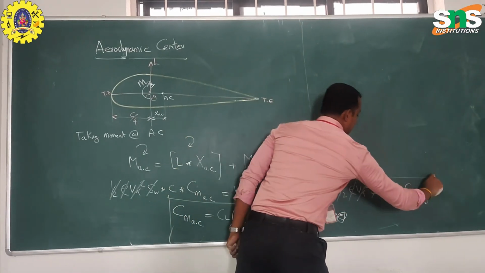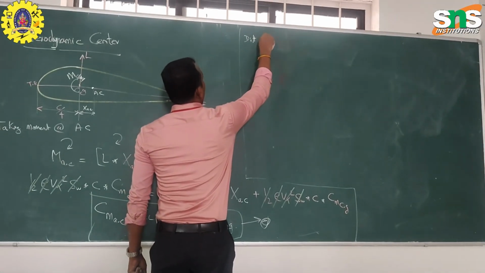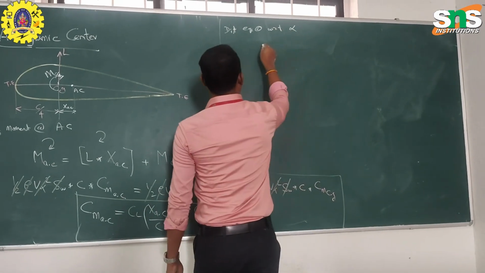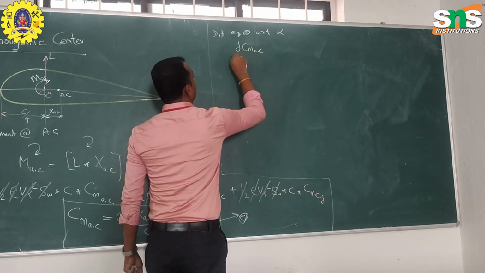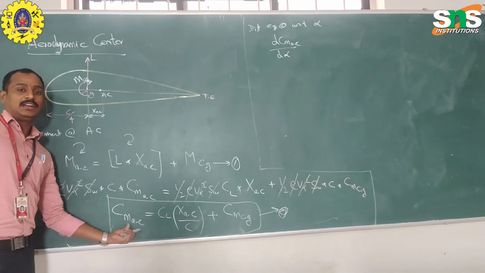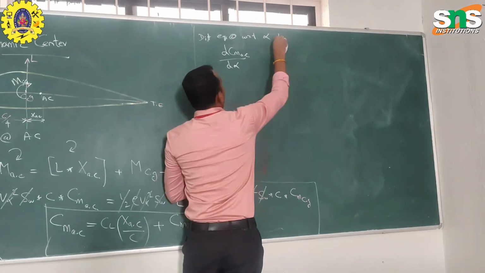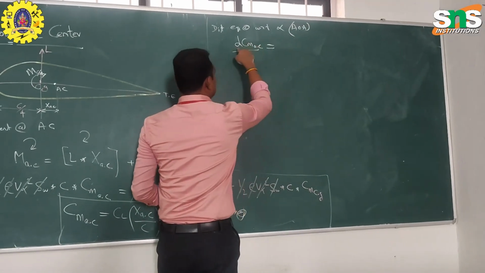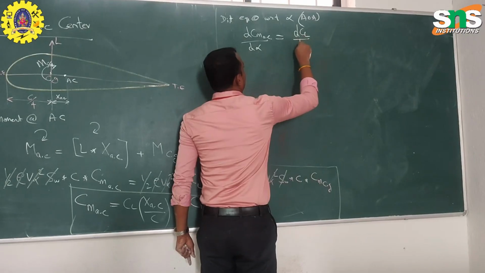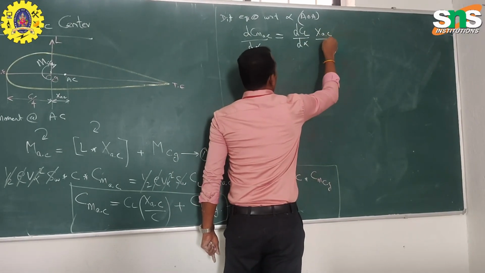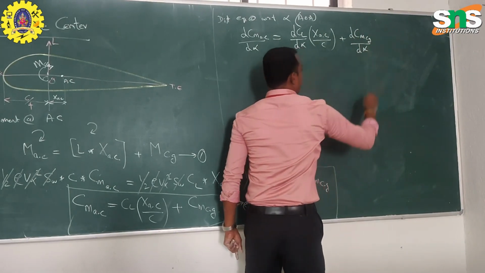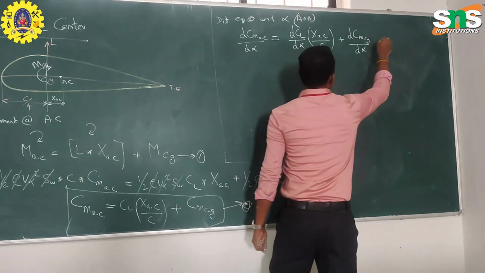Now differentiating equation number 2 with respect to angle of attack, alpha. So d C M AC by d alpha, the rate of change of moment at the aerodynamic center with respect to angle of attack, is equal to d C L by d alpha times x aerodynamic center by chord, plus d C M CG by d alpha. This is equation number 3.